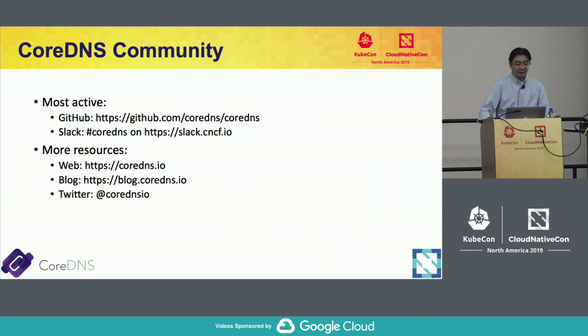Talking about the CoreDNS community, there are several places that are very active. GitHub, obviously, is the biggest one. Maintainers are very active on GitHub, and you should be able to get most of the help from GitHub. The Slack channel is also very helpful. We have some other resources like the website, the blog, and the Twitter. If anyone ever watched the GitHub updates, you probably noticed that there are a lot of discussions happening every day. So it's a very active project.